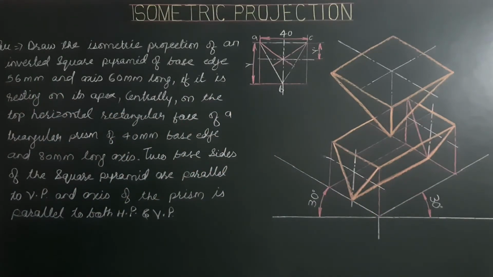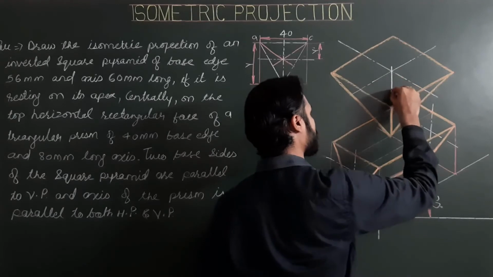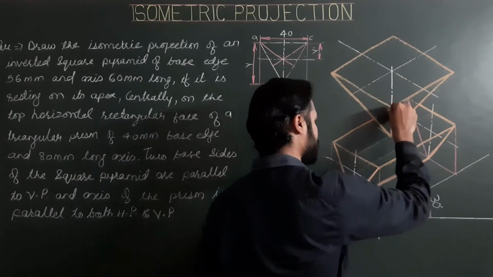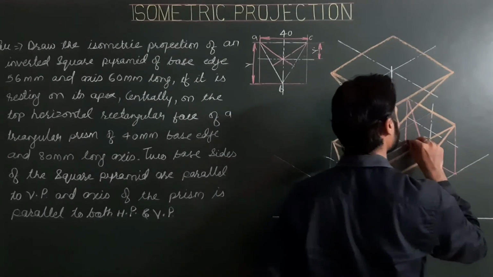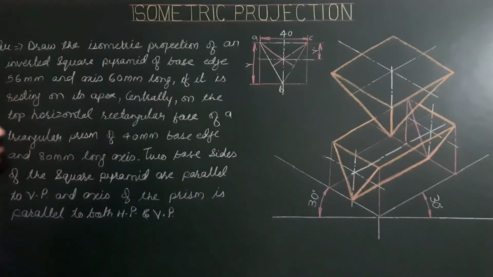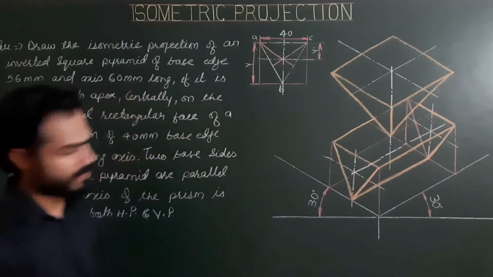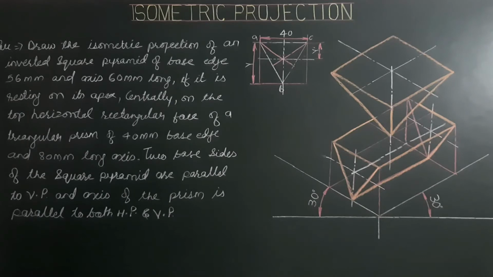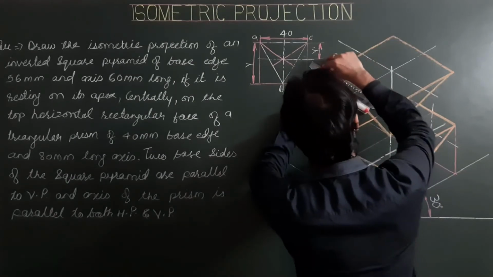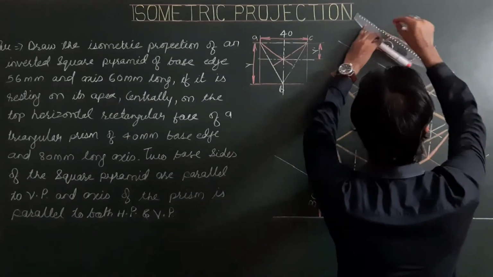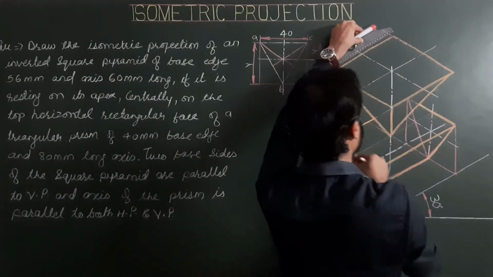Now for the square pyramid, this is the axis, and for the triangular prism, this is the solid axis. Here both axes are intersecting axes. Extending this axis. Okay. Last, dimensioning. For dimensioning, extending corners of the square and dimensioning line parallel to first ISO axis.